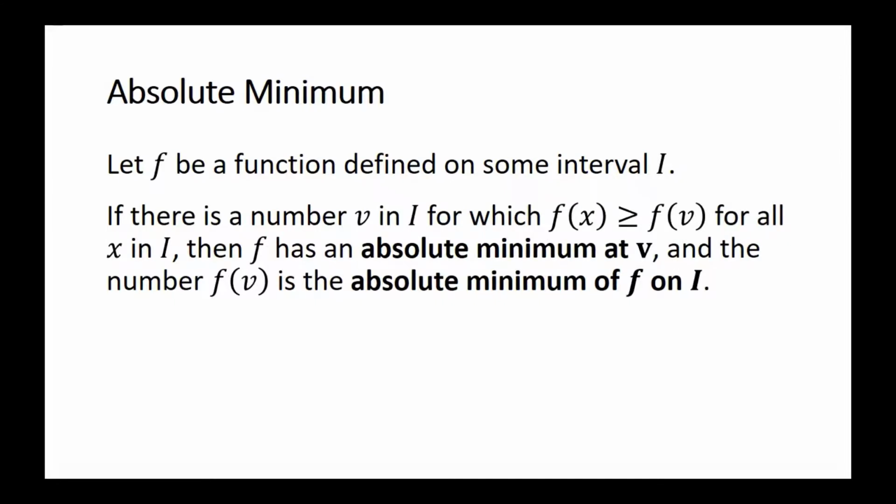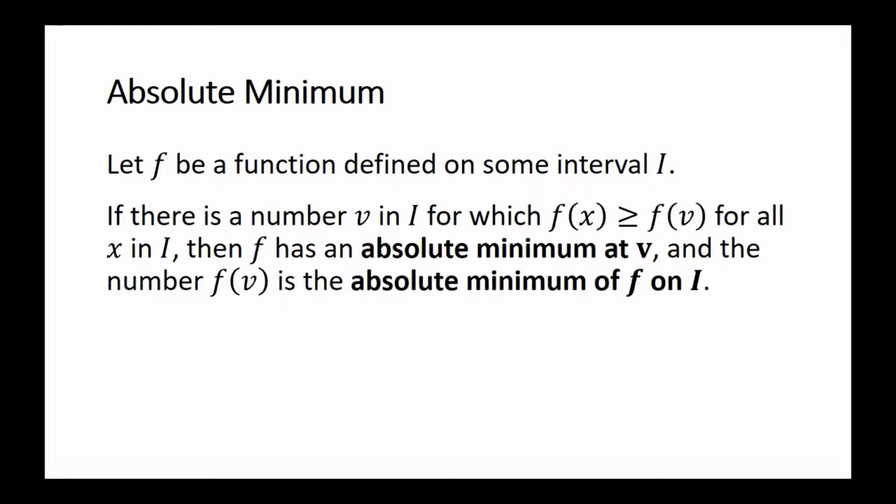Absolute minimum, the same idea. Let f be a function defined in some interval I. If there's a number v in I for which f of x is greater than or equal to f of v for all x in I, then f has an absolute minimum at v, and the number f of v is the absolute minimum of f on I.